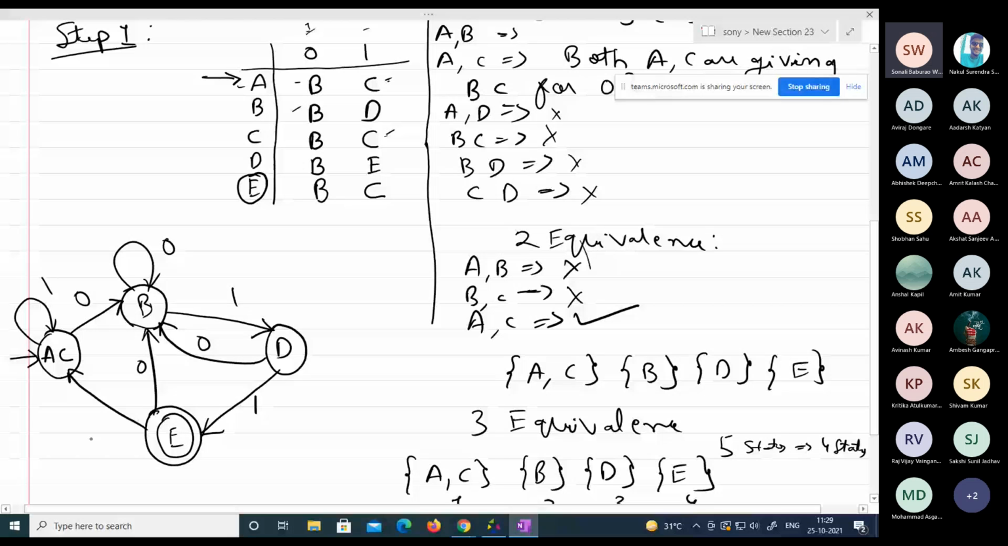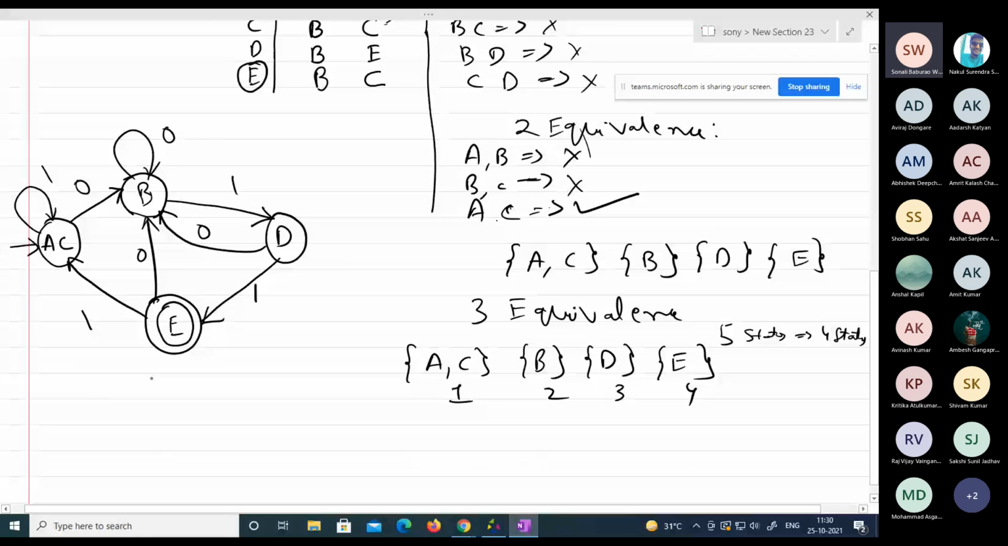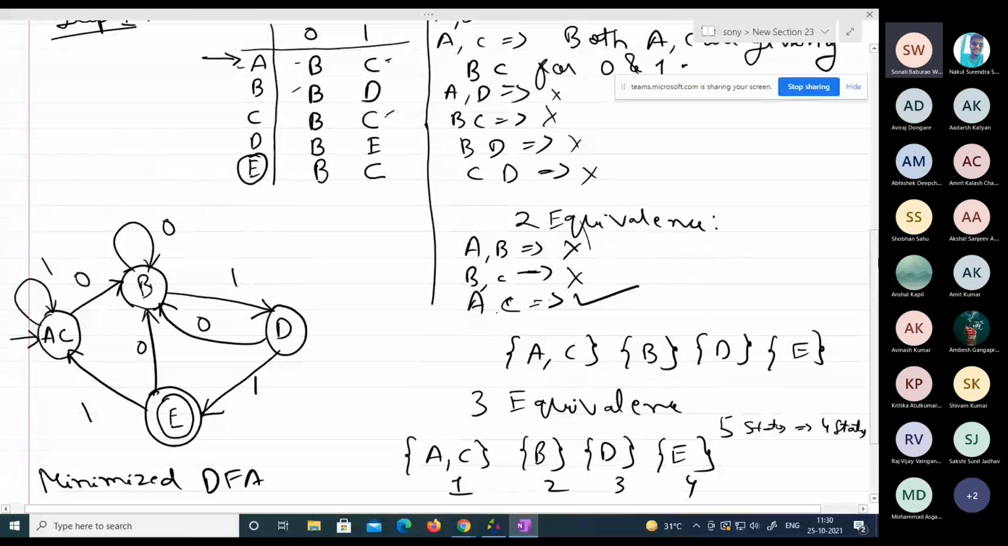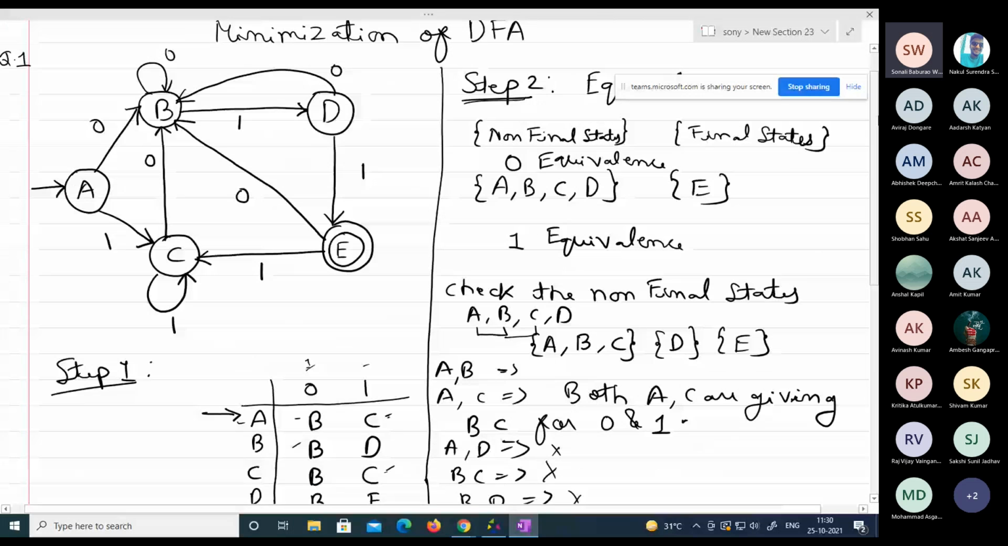Is this clear, guys? Yes, ma'am. You have to practice a lot. If you have any doubts, you can just reach out to me. So this is your minimized DFA. This is our final solution. Now just note down all the process, all the steps. Then we can take another example. Write down step number 1, step number 2.